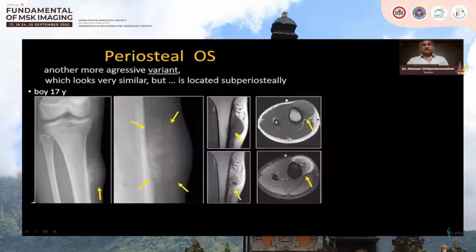Next, an almost similar variety, a more aggressive form. There is periosteal osteosarcoma, with a very similar appearance.